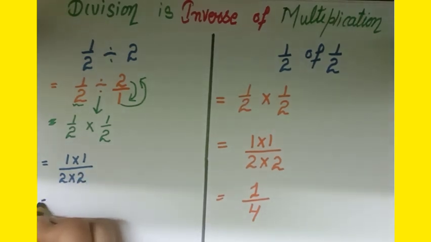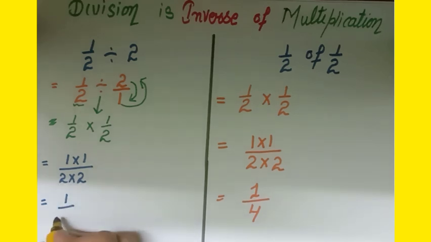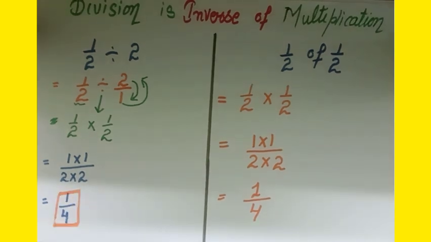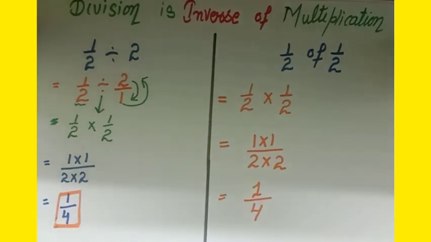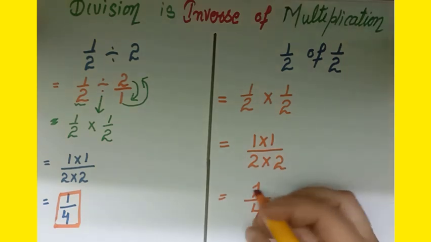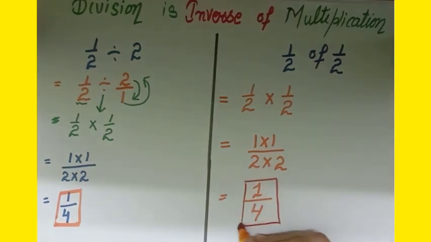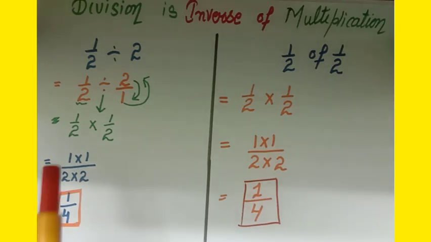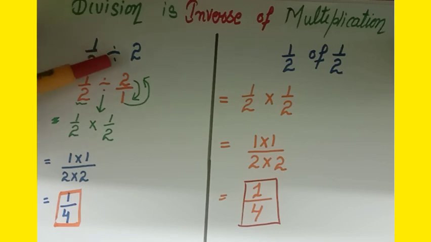So what do we get here? 1 multiplied by 1 is 1 and 2 multiplied by 2 is 4. So we got the answer when we just write 1 by 2 divided by 2. We got the answer here as 1 by 4. And when we write here 1 by 2 of 1 by 2, here we got the answer 1 by 4. So we got here that division is the inverse of multiplication, because we did the inverse of the sign of 2, that is 1 by 2.